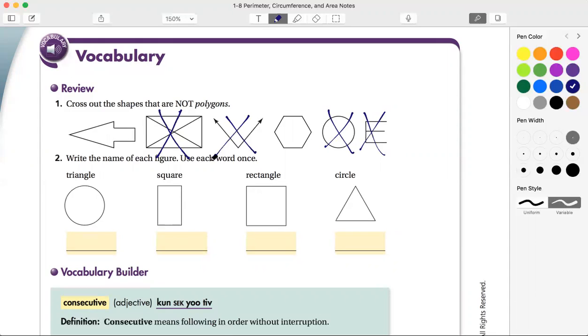All right, let's write the name of each figure. Use each word once. So this is either triangle, square, rectangle, or circle. This one is a circle. This one is a rectangle. This one here is a square. And this one here is a triangle.